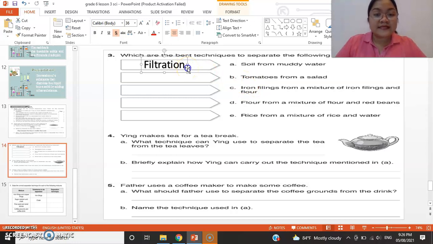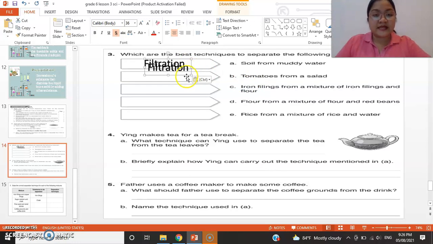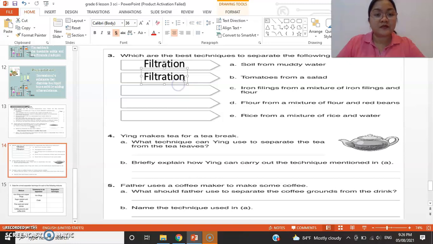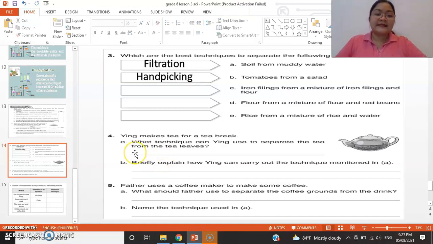How about letter B? Tomatoes from a salad. What technique are you going to use to separate tomatoes from a salad? 5, 4, 3, 2, 1. Very good. Since tomato and salad are big and different in shape, size, and colors, we're going to use hand picking. Good job.